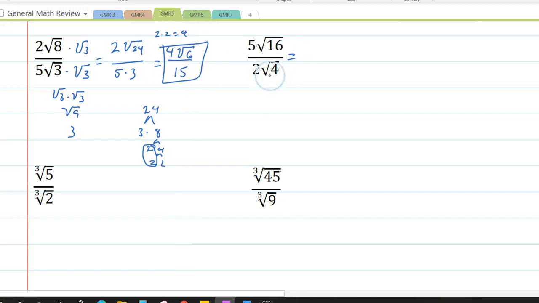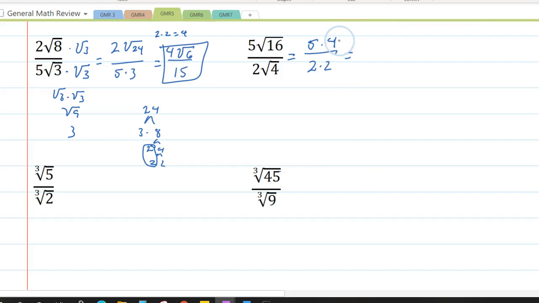Look on the right. Do I need to multiply the square root of 4 times another square root of 4? No. I know the square root of 4 is simply 2. I know the square root of 16 is simply 4. That's going to give me 5 times 4 because I took the square root. That's going to give me 2 times 2 because, again, I simply took the square root.